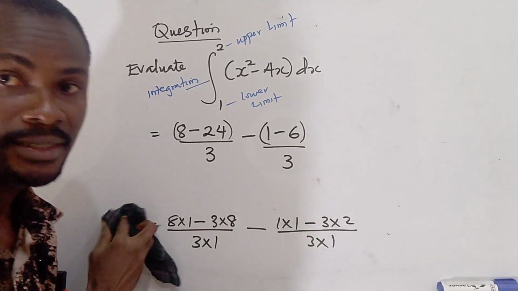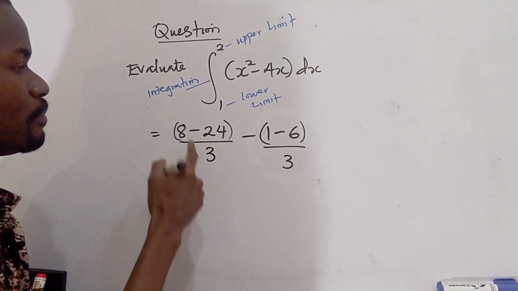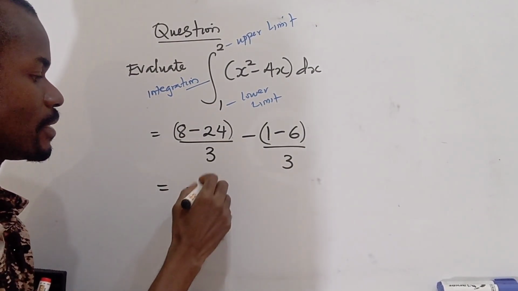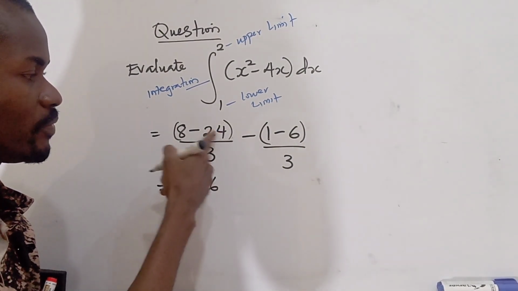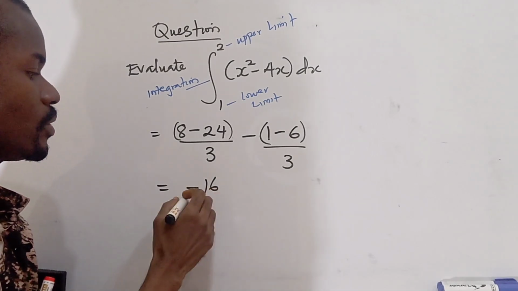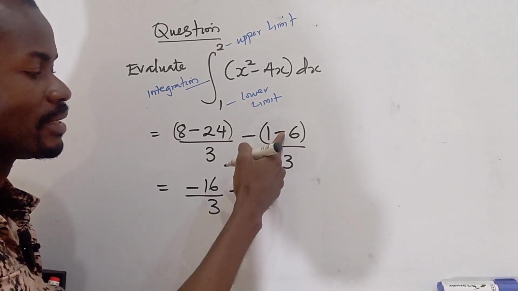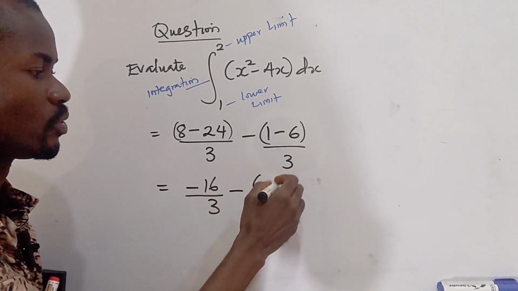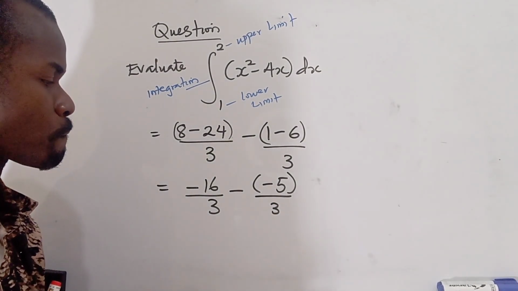So let's simplify this to see what this gives us. Now 8 minus 24 is going to give us minus 16. Okay, take the sign of this 24, which is minus. We subtract 8 from 24, we have 16. So divide by 3, minus 1 minus 6. Take this sign, which is minus. Okay, now 6 minus 1 is going to give us 5, divide by 3. All right.